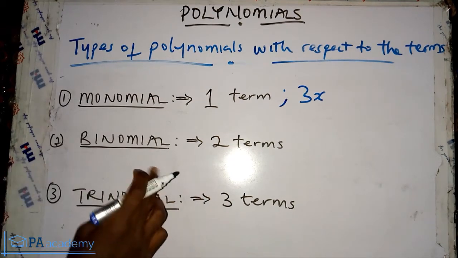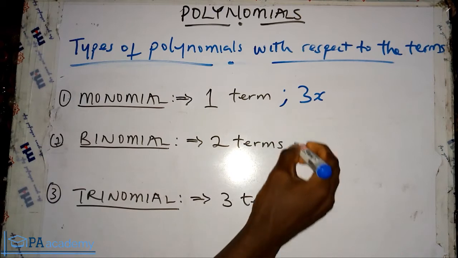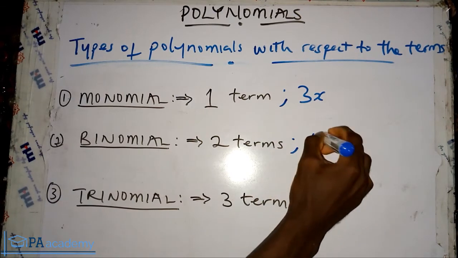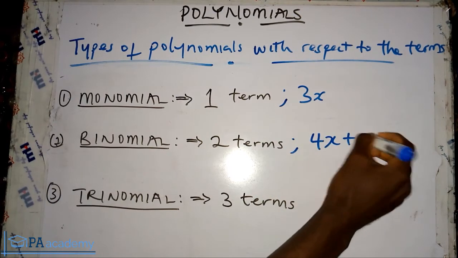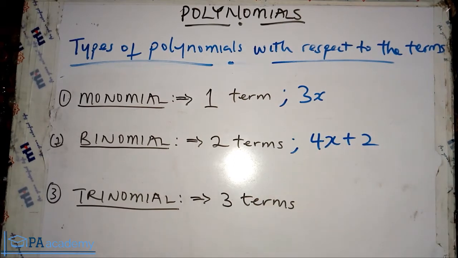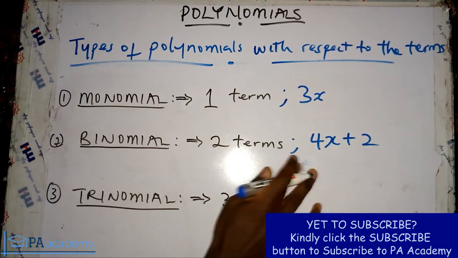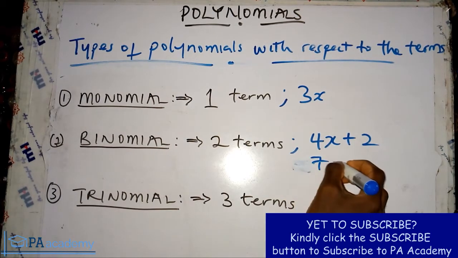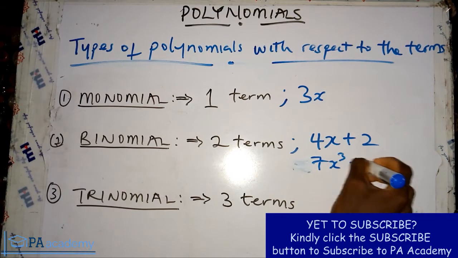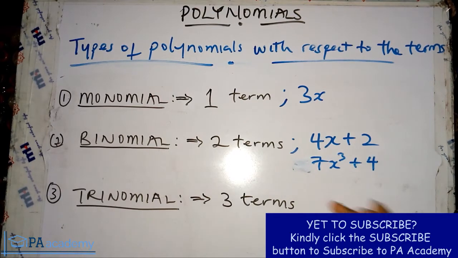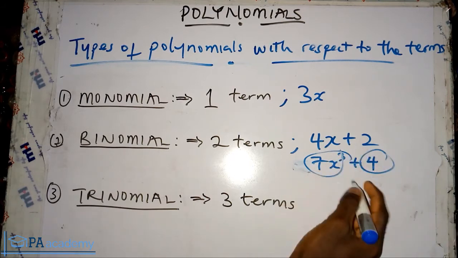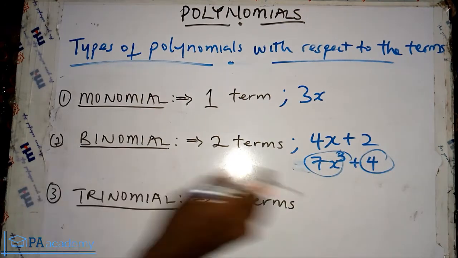Now what if it has 2 terms? That is a binomial. So for that you can have something like 4x plus 2. You can see there are just 2 terms there. You can also have it as something else, and it's still a binomial, because we are having just 2 terms here. You can see this is one term and this is another term. Don't forget, we are not looking at the degree now, we are just looking at the number of terms. So this is also under binomial.